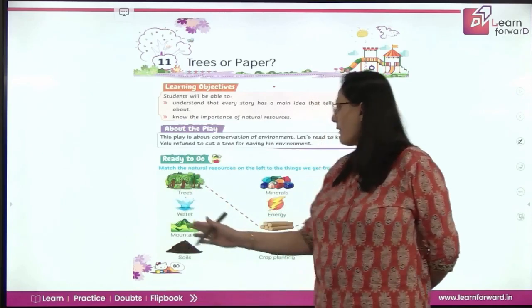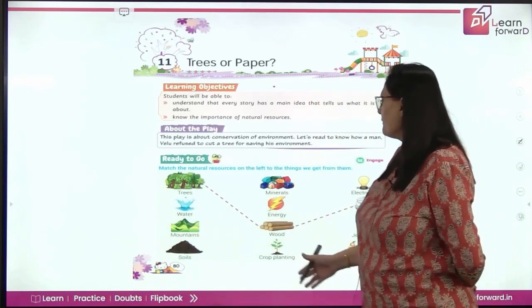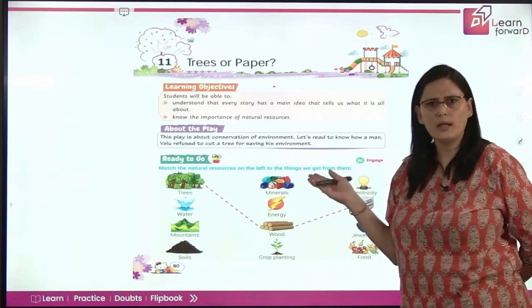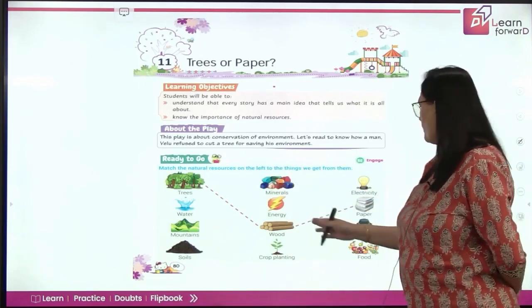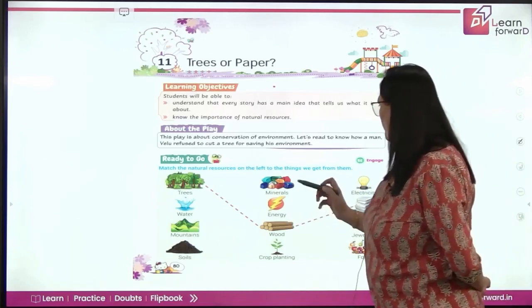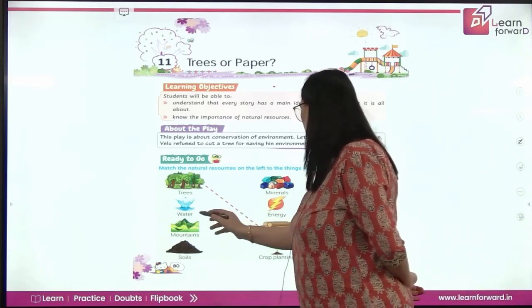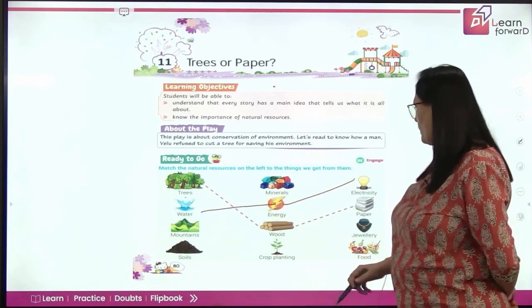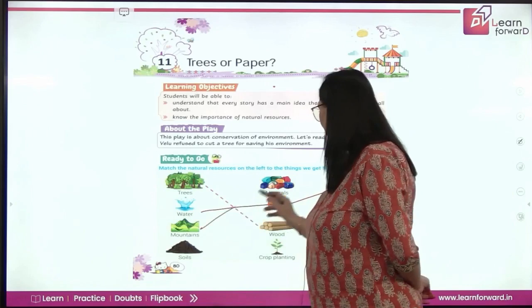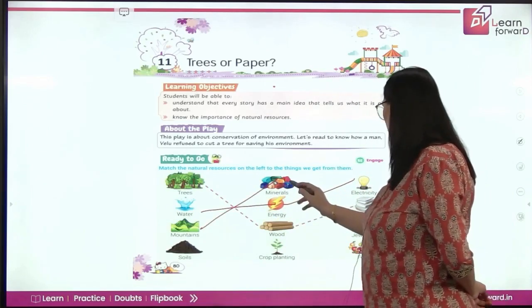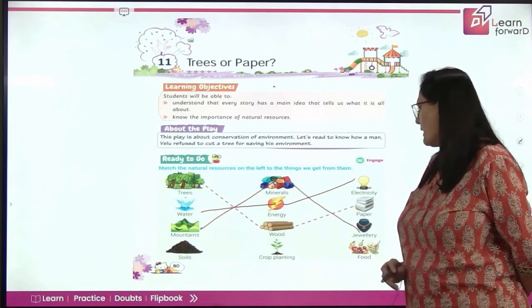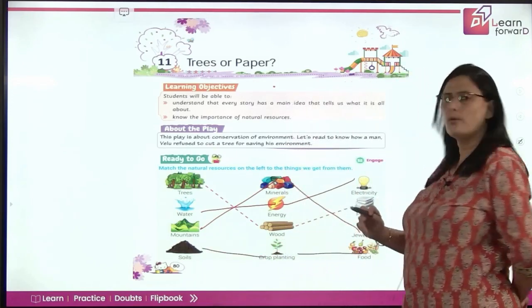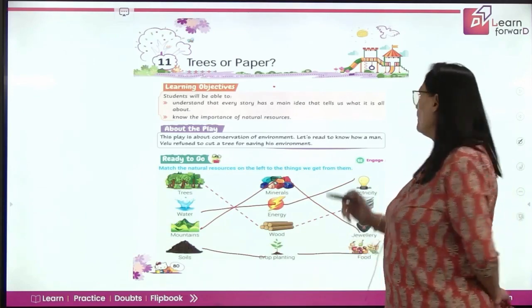Before that, we have some matching activity. We need to match the natural resources on the left to the things which we get from them. Like trees, from trees we get wood and paper. From water, we get energy and electricity. Mountains, what do they give us? They give us minerals, and from these minerals, we can make our jewelry. Then the last one is soil, for crop planting, and from the plants, we get food.